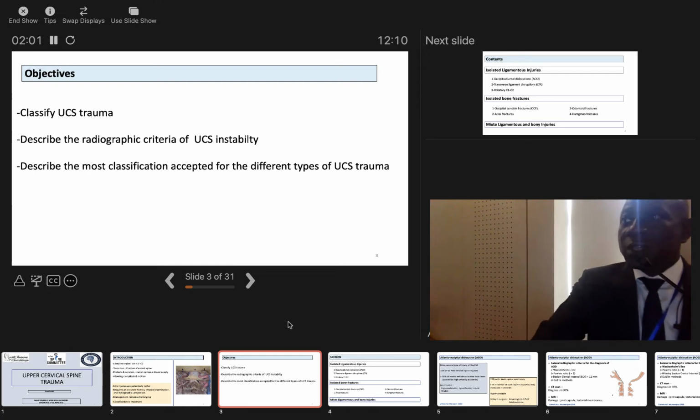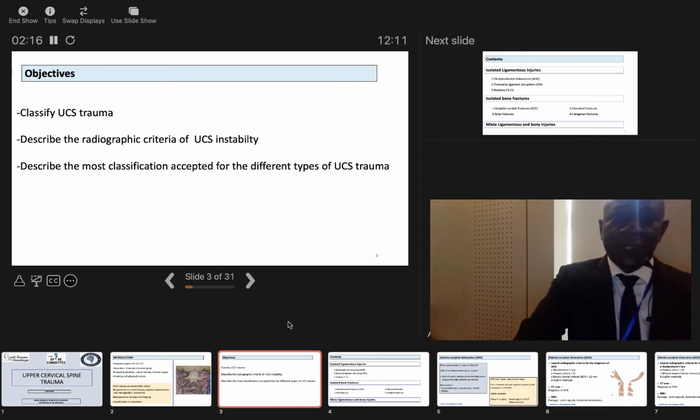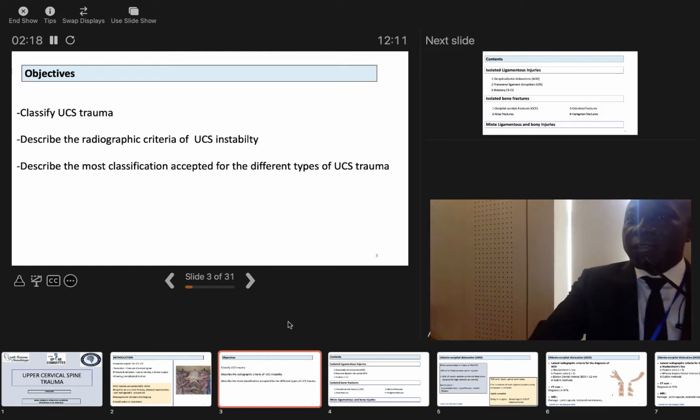The educational objectives are to classify the upper cervical spine trauma, to describe the radiographic criteria of instability, and to describe the most accepted classification for the different types of craniovertebral junction trauma.